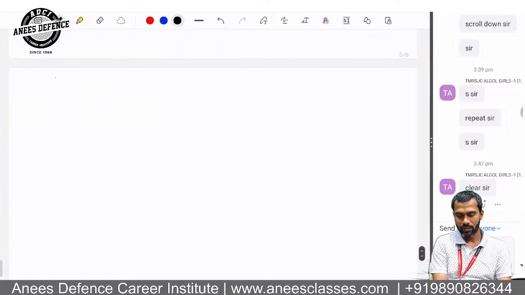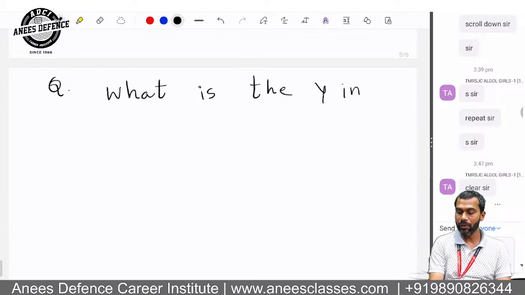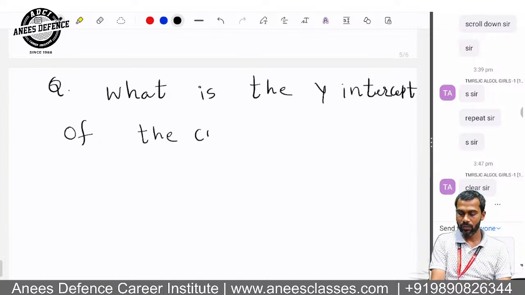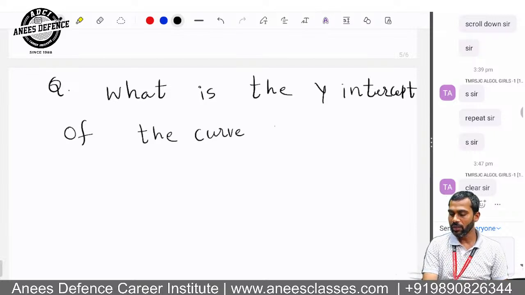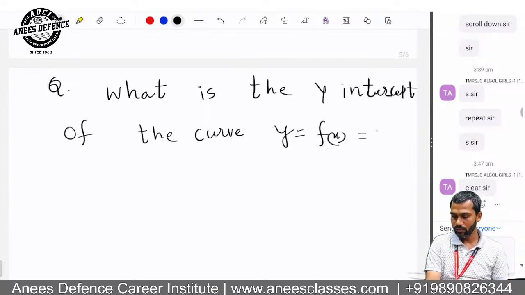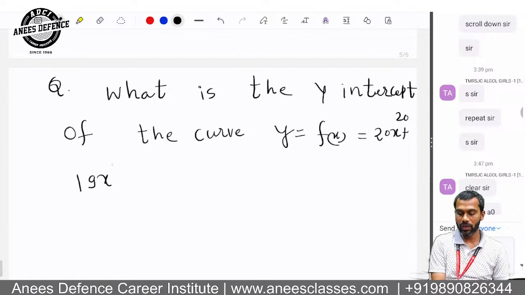Now, see, suppose we have, what is the y-intercept of the curve. अब कर्व बोल के और डराता है. Curve y is equal to f of x is equal to 20x raised to 20 plus 19x raised to 19 plus 18x raised to 18 plus dot so on plus x plus 2023.